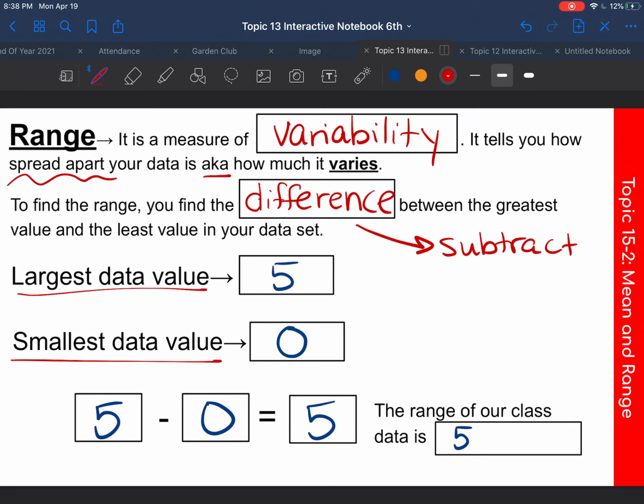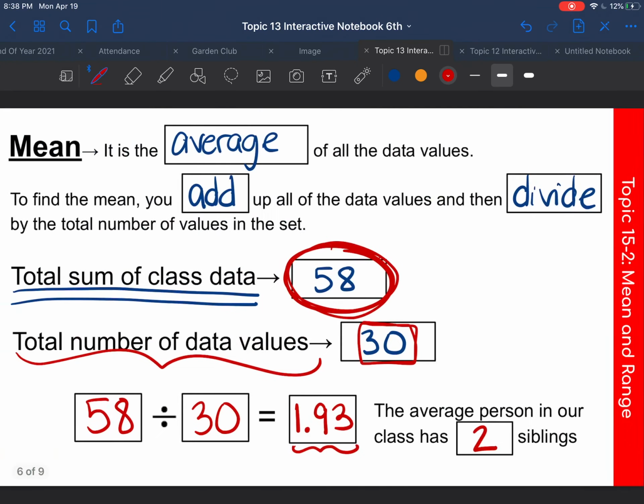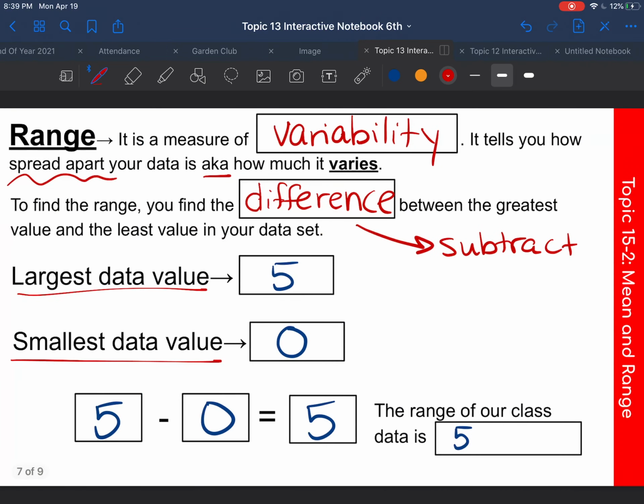So make sure that you complete the assignment that's posted in the classroom, because when we talk more about this project and I fully explain it to you, you're going to want to know what the mean is and what the range is, and you're going to want to have all that information ready and at hand so you can complete your project.